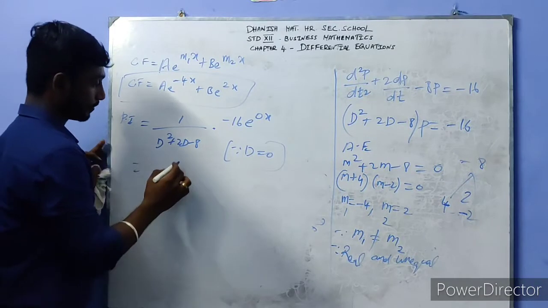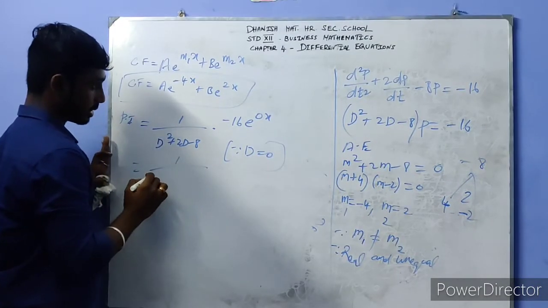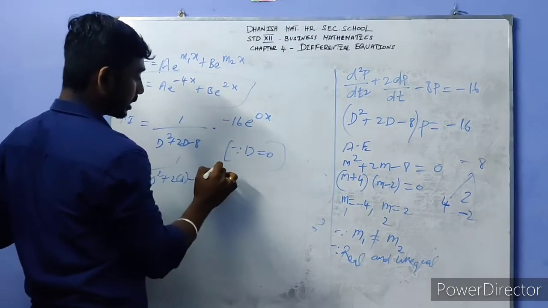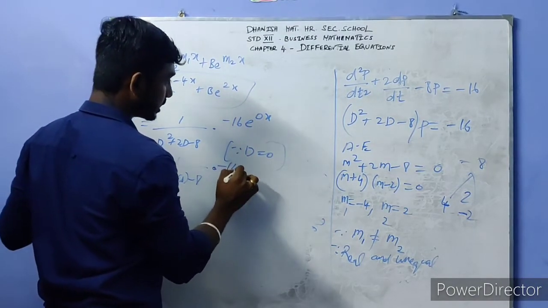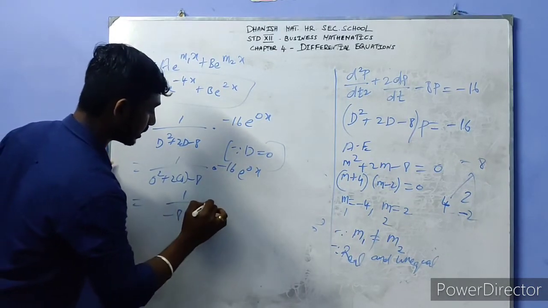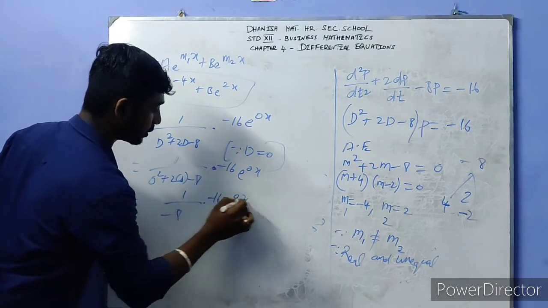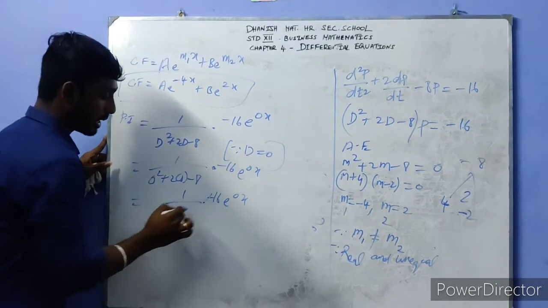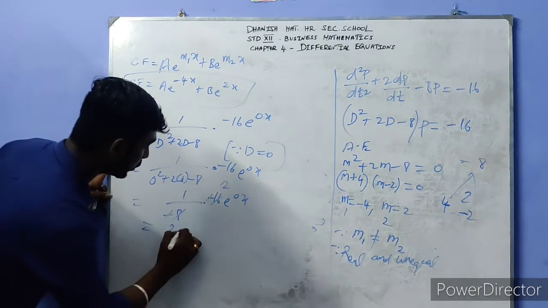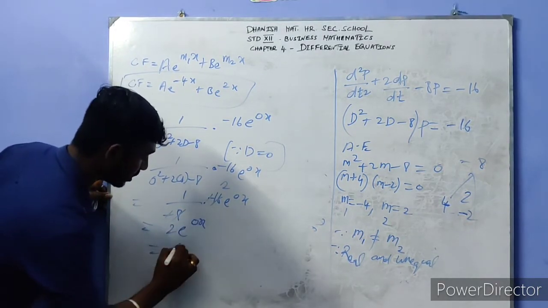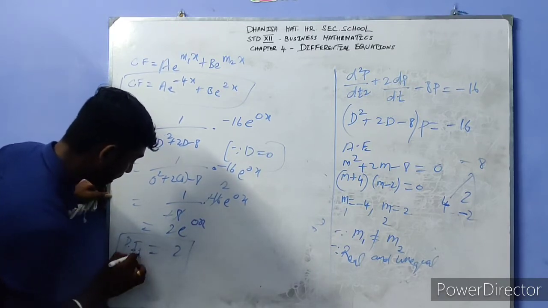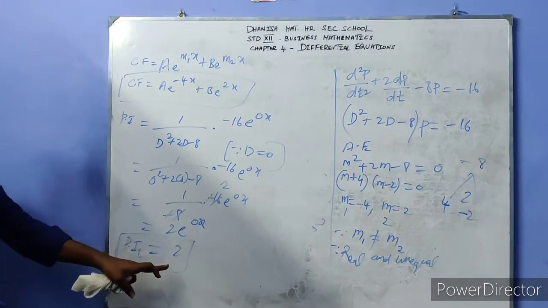So we will be getting 1 divided by 0 square plus 2 into 0 minus 8, into minus 16 e power of 0x. That is 1 divided by minus 8, into minus 16 e power of 0x. The minus signs cancel, 8 into 2 here, you will be getting 2 e power of 0x. What is the value you are getting? 2 e power of 0x, and e power of 0x is 1. So the PI value will be 2 here.